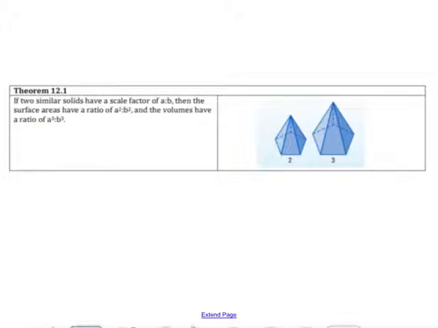So the surface area of the first one was 54. The surface area of the second one was 27. So we have 54 divided by 27. Both of those are divisible by 3, so then you get the scale factor 9/4.